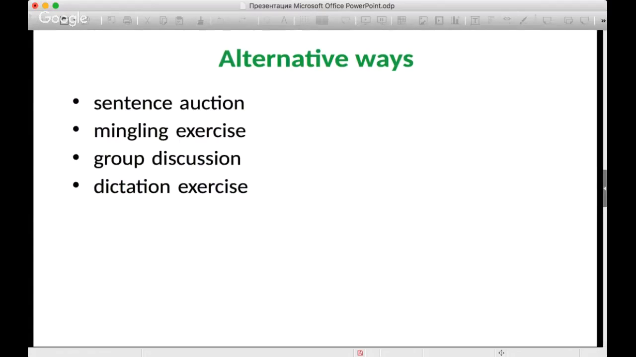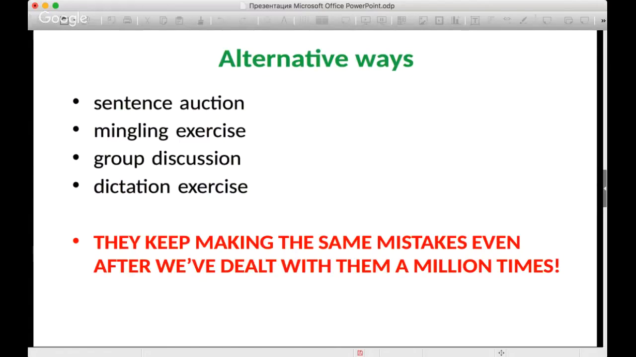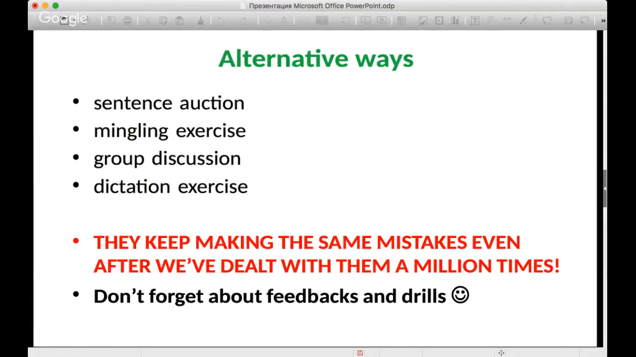But you can tell me, "Nastya, we have tried different ways, but our students keep making the same mistakes even after we've dealt with them a million times." Yeah, guys, I really feel your pain, and I know it happens very often, and my students have the same problem. So the only thing that you can do is just to give them good feedback and to give them from time to time worksheets with sentences that have mistakes, and give them more time to work on these mistakes. So don't forget about feedback, and don't forget about drills.